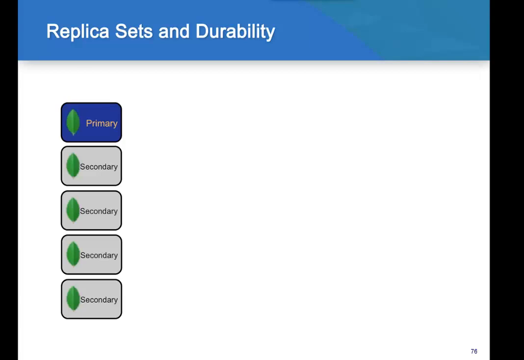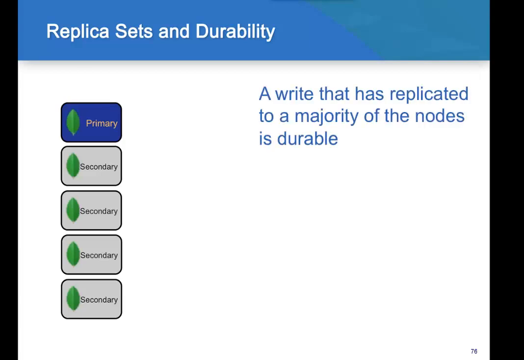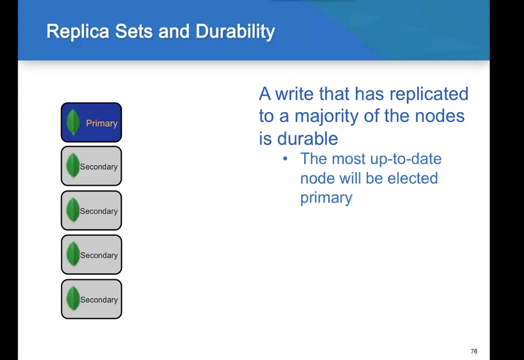So let's see what that means in the context of a replica set. What does it mean for a write to be durable with 5 nodes? What I will say is that a write that is replicated to the majority of the nodes.